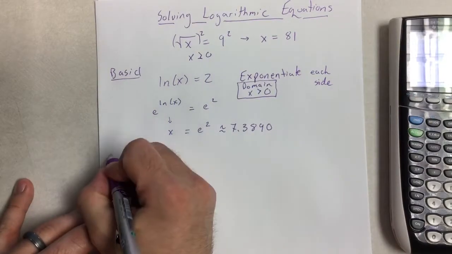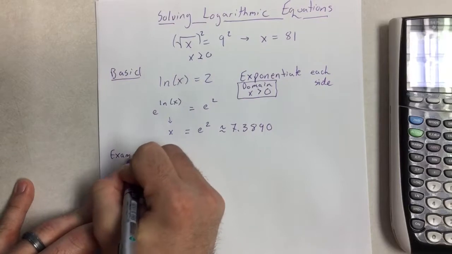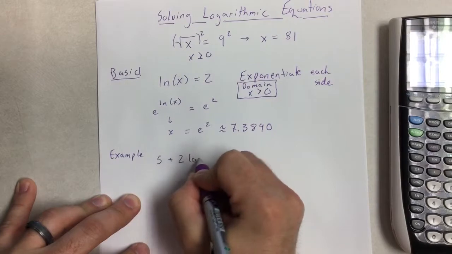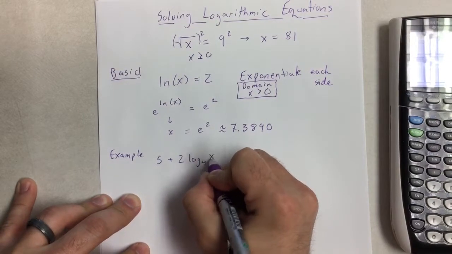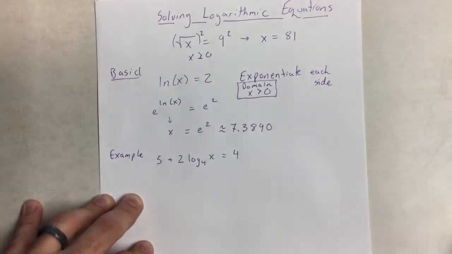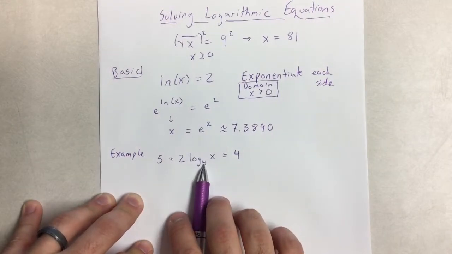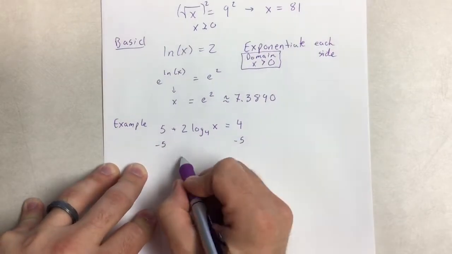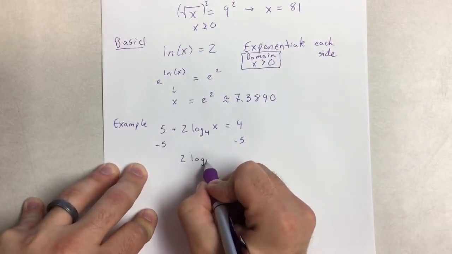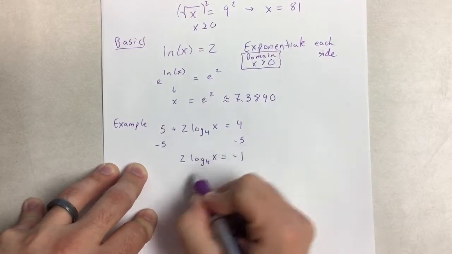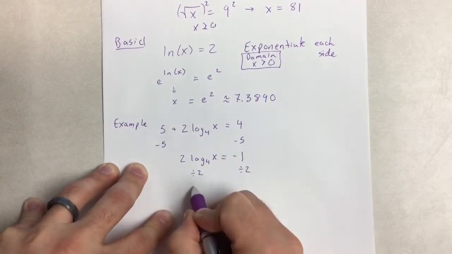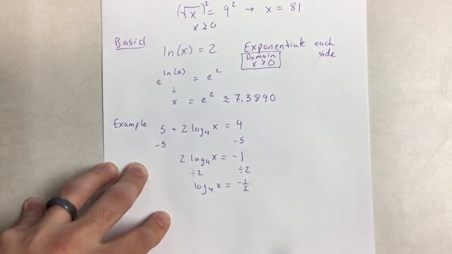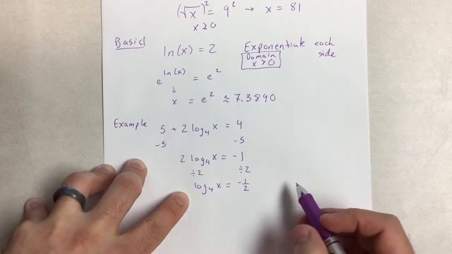So let's try another. Let's say we have 5 plus 2 log base 4 of x equals 4. Well, here we have to isolate the logarithmic term by subtracting 5, leaving us with 2 multiplied by log base 4 of x equals negative 1. We divide by 2, giving us log base 4 of x equals negative 1/2. And we exponentiate each side.